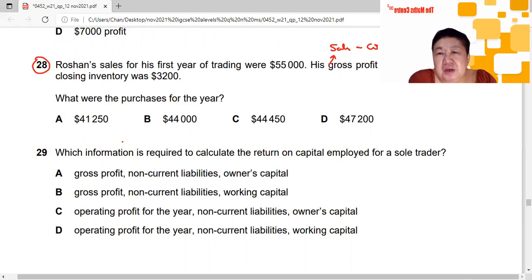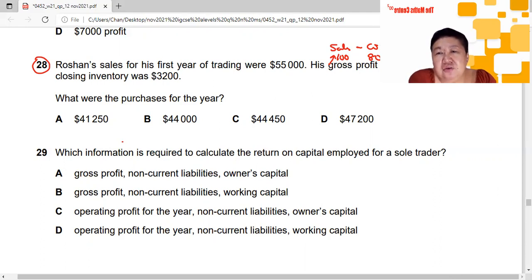That means if your sales is $100, your gross profit will be 20 and your cost of sales will be 80. If we choose to use percent, sales will be 100%, cost of sales is 80%, gross profit is 20%. Or you can choose to use dollars: $100 on sales, cost of sales is 80, your gross profit is 20. Now the closing inventory for that year is 3,200. What were the purchases for that year? Let's calm down first. Let's sort out our cost of sales.